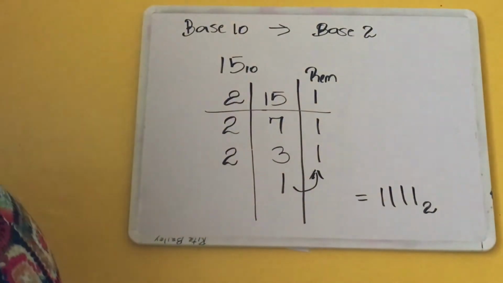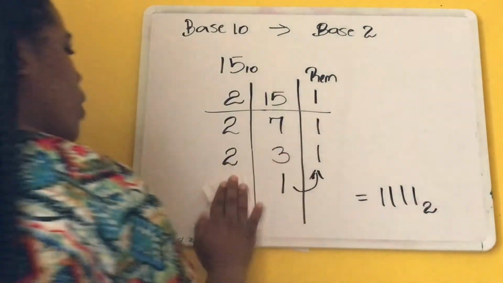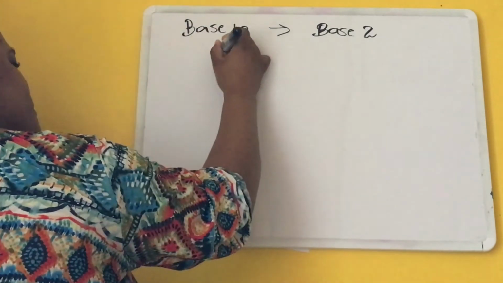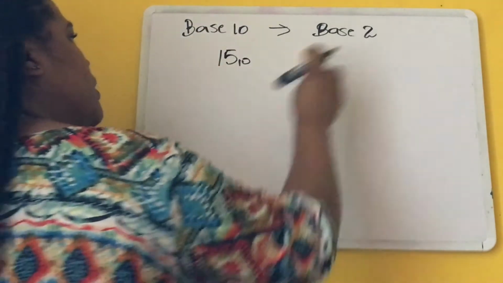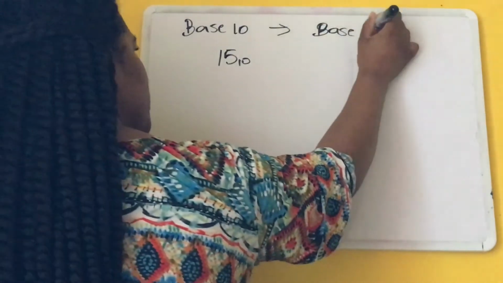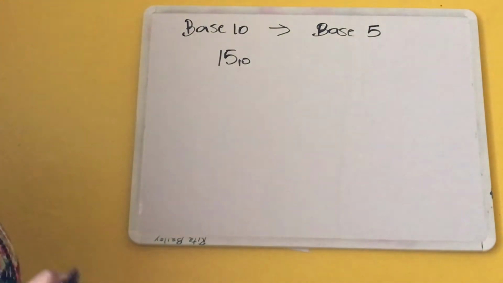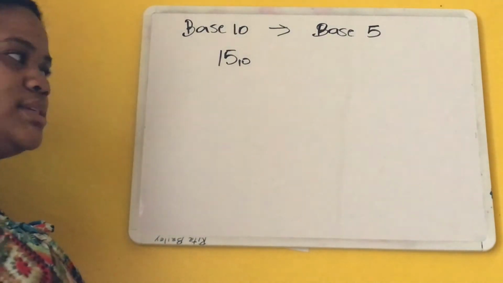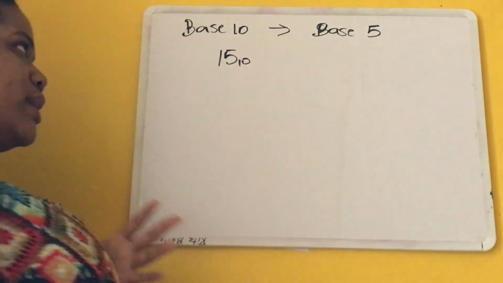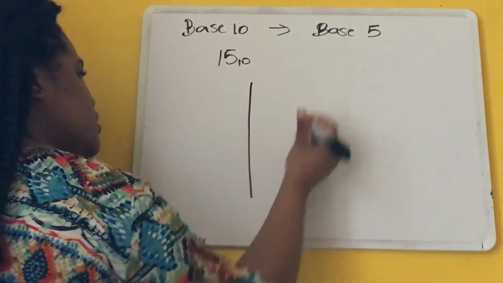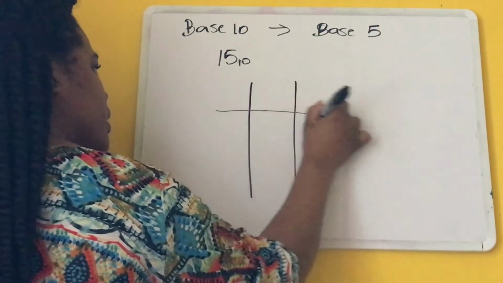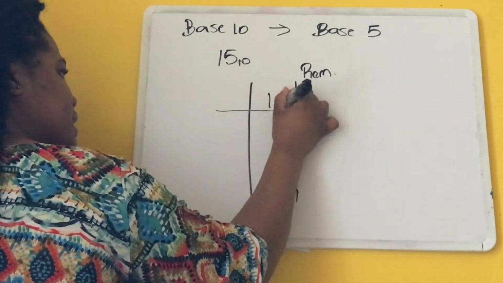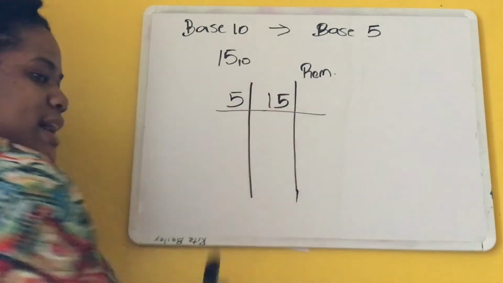Now, what if this was base 5? What do you do? So we have the same 15 in base 10, and we want to convert it. Instead of base 2, we're going to look at base 5, right? So we basically do the same thing, but instead of dividing by 2, we are going to divide by 5. So we're going to write up our little diagram here again. Remainder, we put what we're dividing, and we will put what we're dividing by.